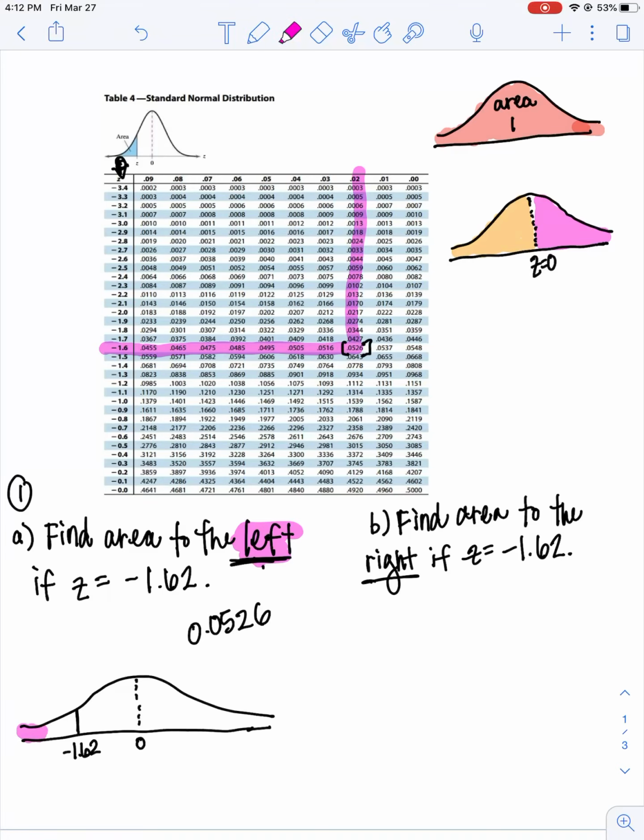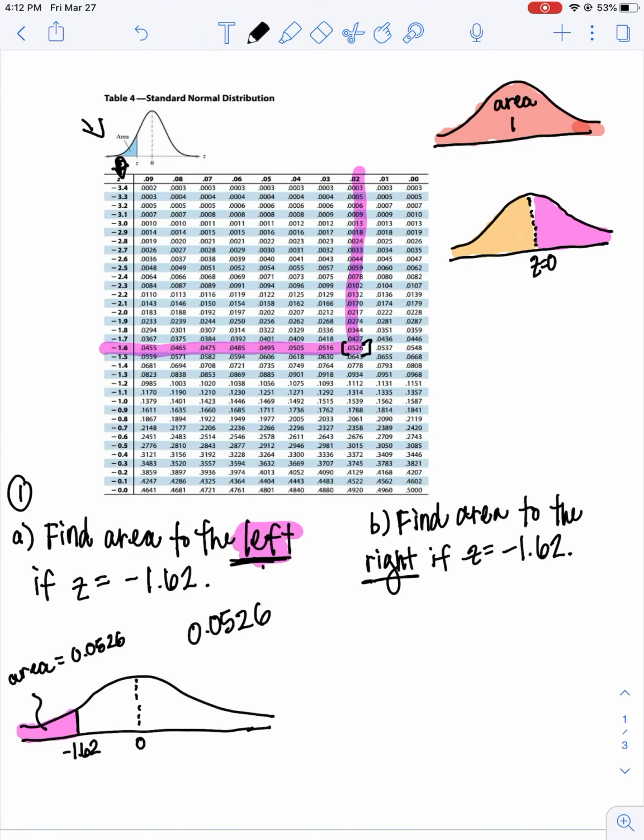0.0526. And the reason that that's the answer is because this table corresponds to the area to the left. So that means this little bit of area right here that I'm drawing, this pink area, is 0.0526, because this is a left table. You can tell it's a left table by looking at the given picture.